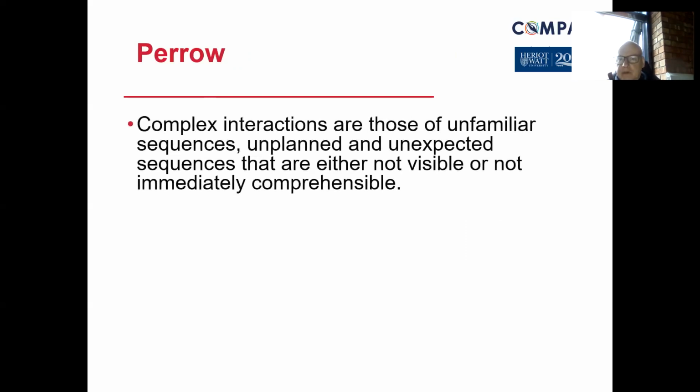Complex interactions are those of unfamiliar sequences, unplanned and unexpected sequences that are either not visible or not immediately comprehensible. Now, this is an expansion, should we say, of the Health and Safety Executive's interpretation of an accident, an unplanned, unfamiliar event that results in harm. So what we're saying here is the more complex it is, the more chance there is for these incidents to take place. They're not immediately comprehensible. They're not easy to interpret and implement.